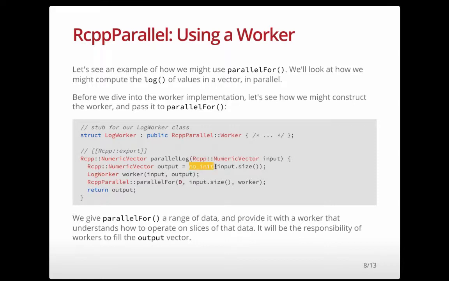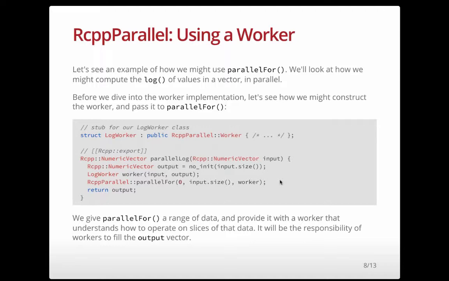And here the noInit is just a helper that says, just give me a chunk of memory. I'm going to fill it later. Don't worry about zero initializing it or anything like that. We're going to construct our log worker here. It's going to take our input vector, and it's going to know how to fill the output vector. And then we call the parallelFor function on the range of that vector with that worker. So that worker is going to know how to fill that output vector.